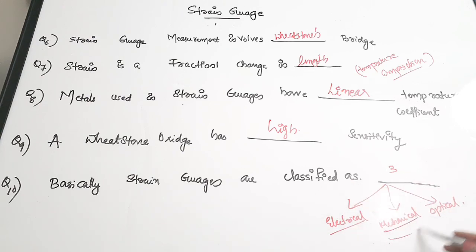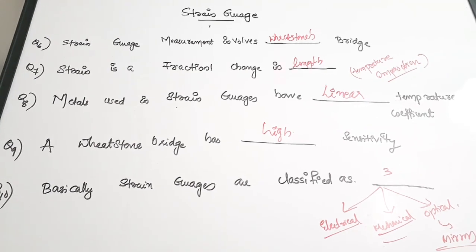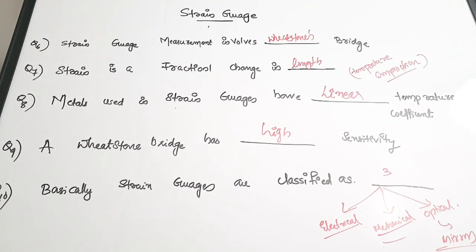For mechanical, we measure the change in length. And for optical, we actually make use of mirrors. So these are the three categories or the three basic classifications of strain gauges. I'm telling it once again, there are other sub variants also.